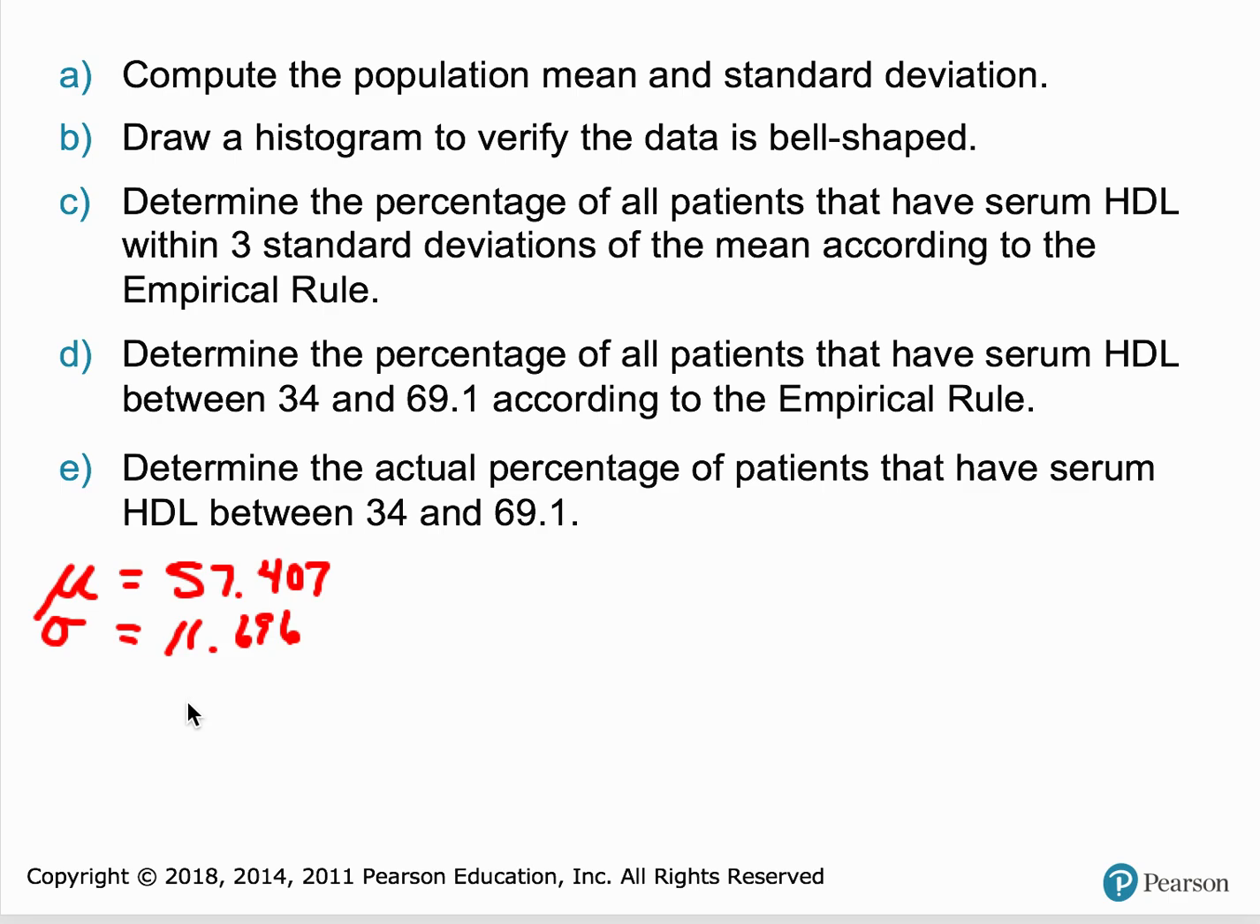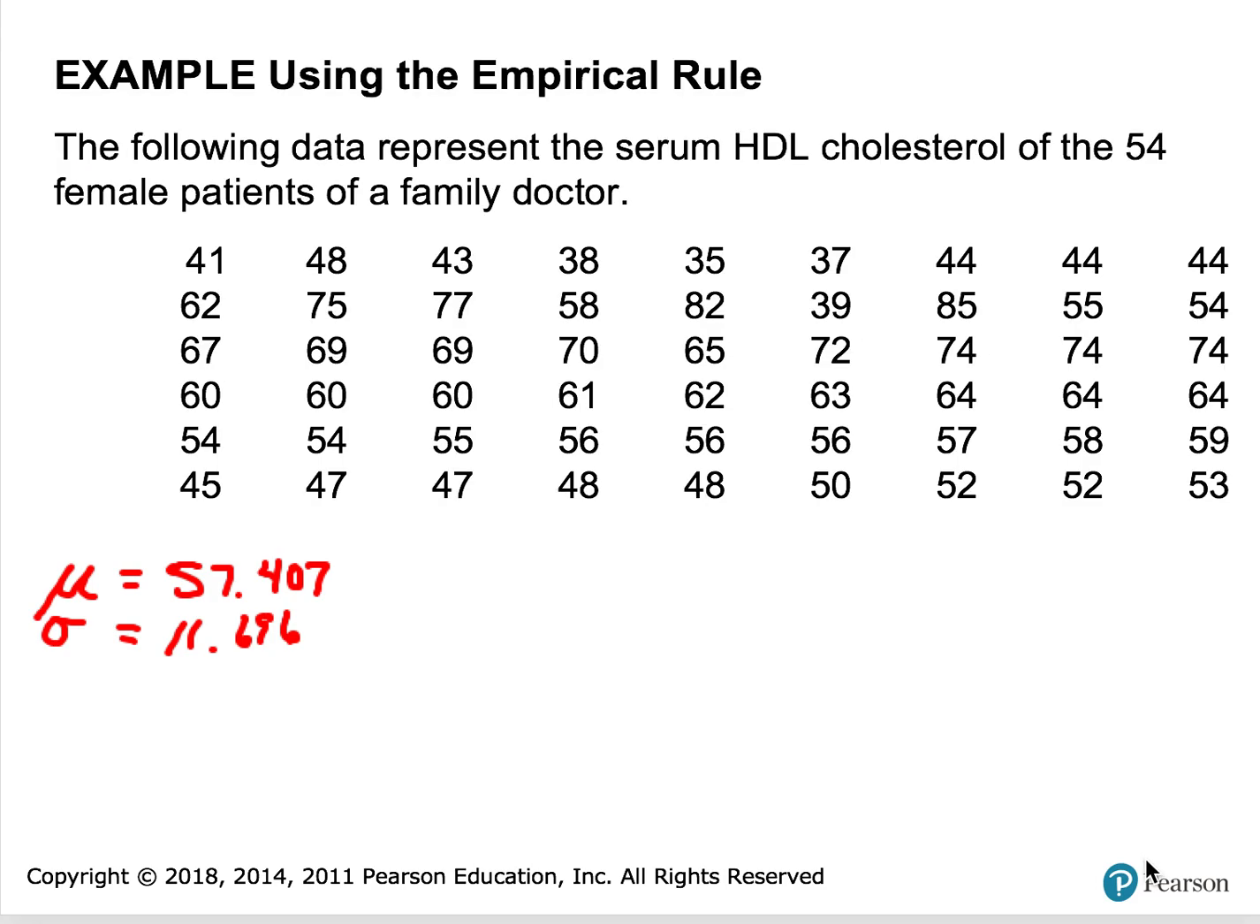Okay, it says draw a histogram to verify the data is bell-shaped. Because remember, this empirical rule only works for bell-shaped data. So I'm going to leave that on our screen there. Hopefully it won't be too bad in our way now. And let's go back here because I need to see this to draw my histogram. Let's say I've got data values 35 to 85, it looks like.